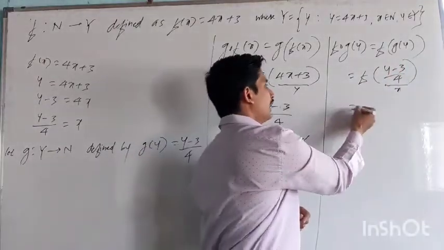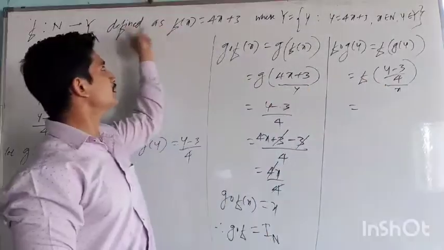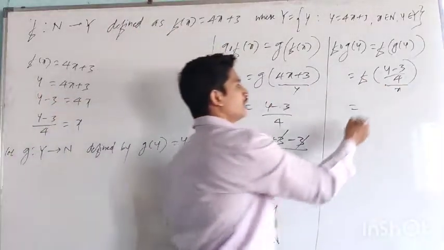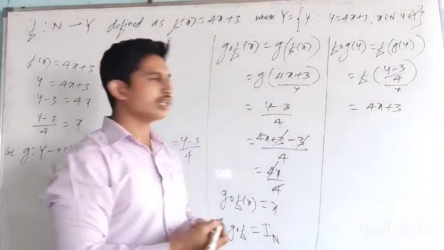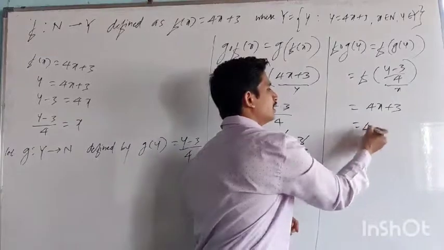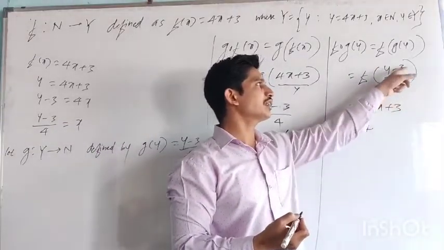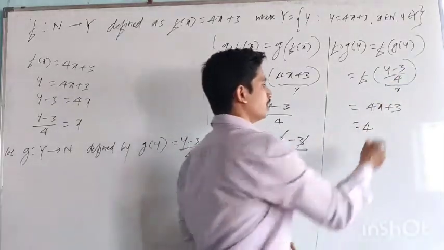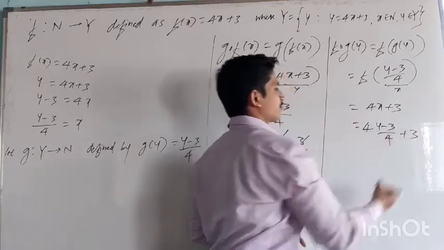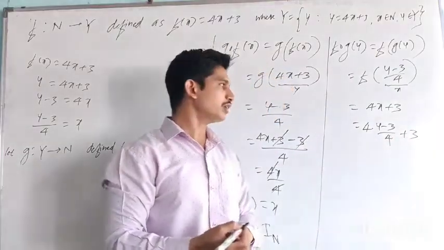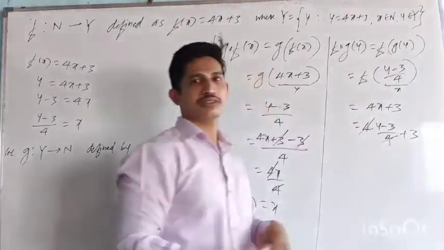Now write the f of x function. The f of x function is 4x plus 3. Now where x is there, write the value of x. What is x? x is y minus 3 by 4. So here it is y minus 3 divided by 4, times 4, plus 3. Now what do we do here? 4 is here, 4 is here, so cancel both the 4s.